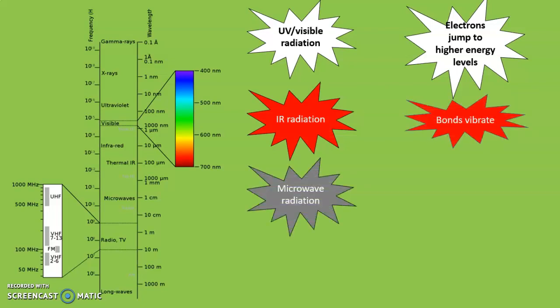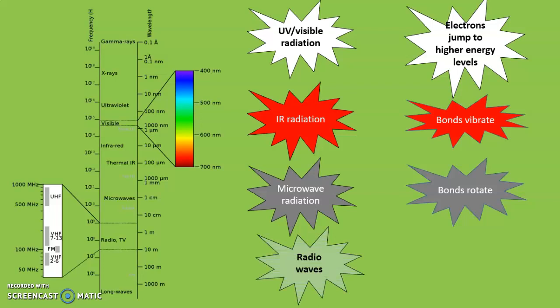So using UV or visible radiation, the electrons transition between the energy shells. In the same way, infrared radiation is absorbed by the molecules, and it causes the bonds within the molecule to vibrate. Microwave works by rotating the bonds. Radio waves cause the nuclear spin to change, and each of these results in a particular type of spectroscopy which you'll study later on within the A-level syllabus.